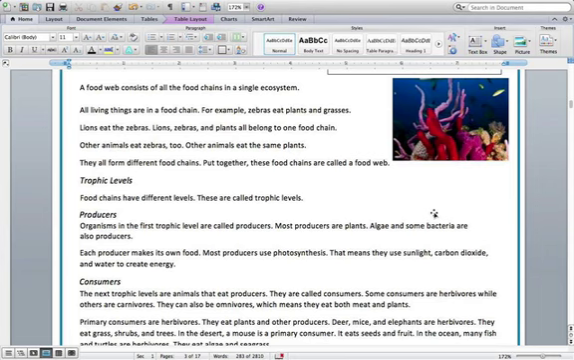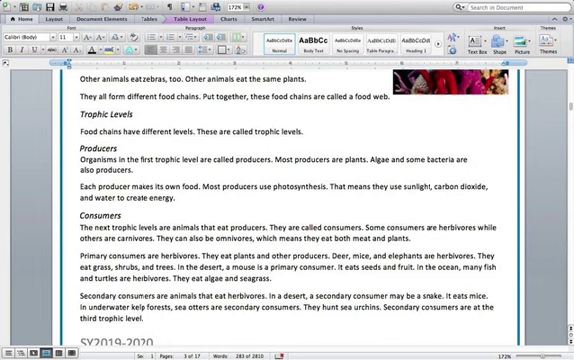So when we put all our information together, we might be able to figure out that a food web is when there are several different food chains inside of a single ecosystem. So to put it simply, a food web is many different food chains. Let's keep going. Trophic levels. Food chains have different levels. These are called trophic levels.